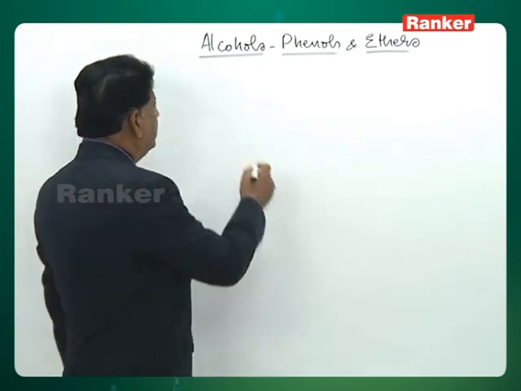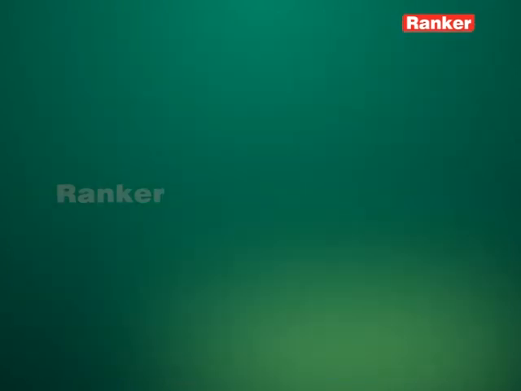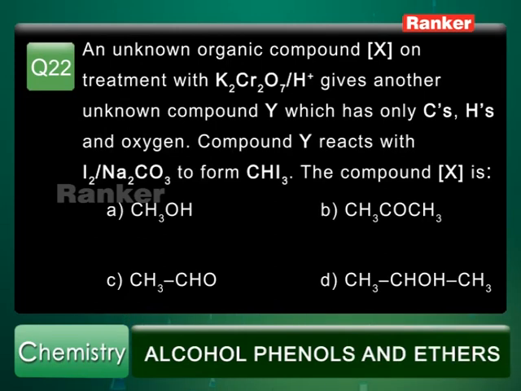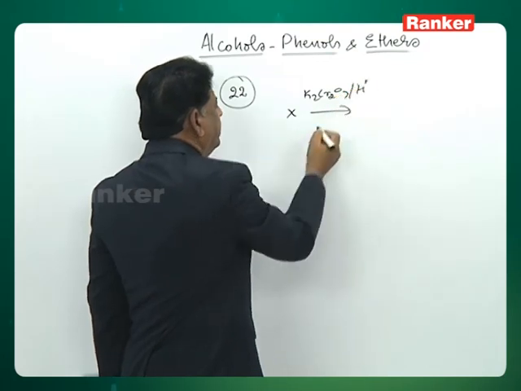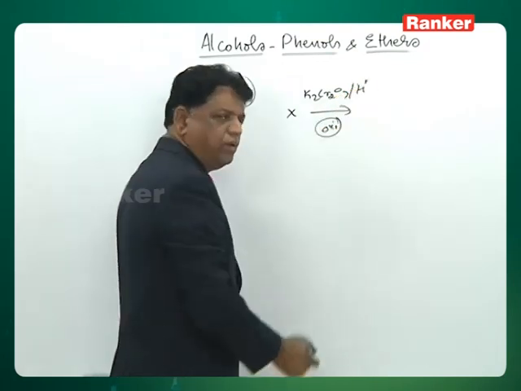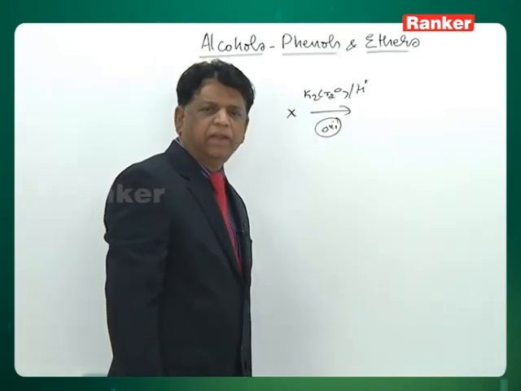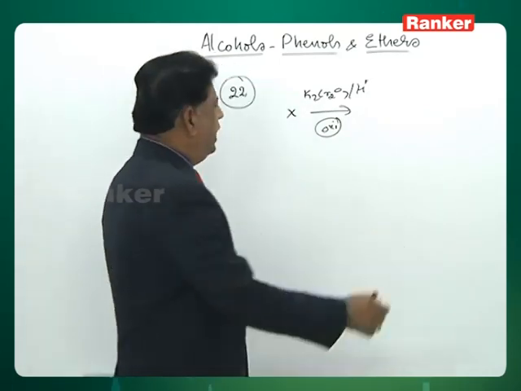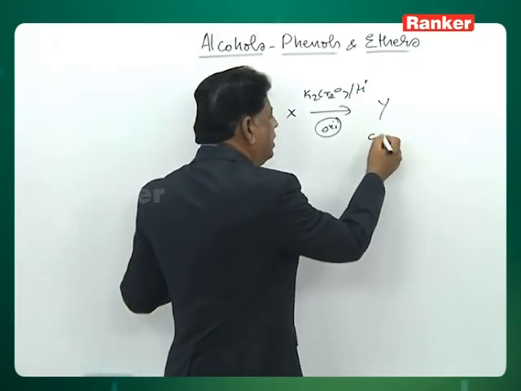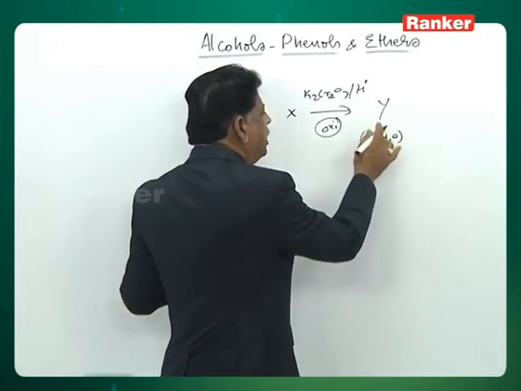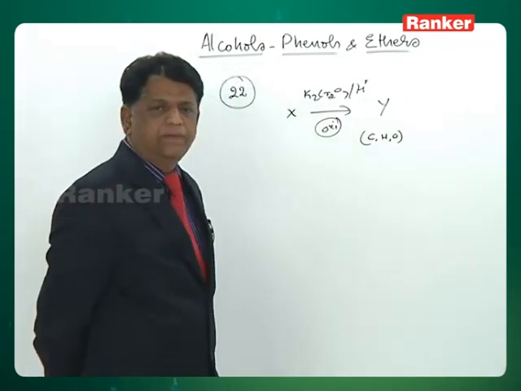So let's go to question number 22. He says an unknown compound X on treatment with dichromate, K2Cr2O7 in acidic medium, is an oxidation reaction. He didn't mention it, but let us take it as an oxidation reaction, and it gives another unknown compound Y. Now he says which has only carbon, hydrogen and oxygen. There is no other element like nitrogen or halogens.